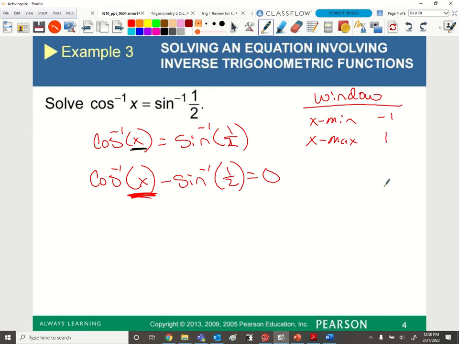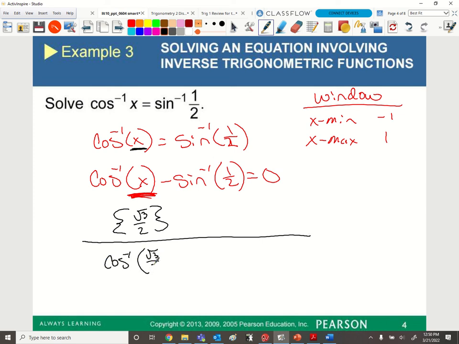So when I do this, I could actually go ahead and put in my solution. Now, this is kind of weird, right? So let's try it like this. Arc cosine, rad 3/2, close, minus arc sine, one-half. And this is supposed to be equal to 0.